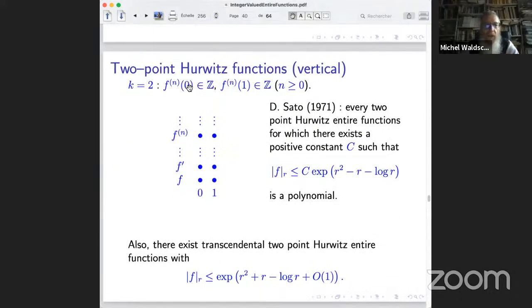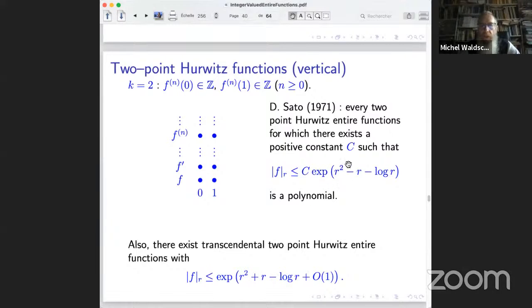So this is horizontal. We take just two, the value and the derivative. Vertically, we have 2-point Hurwitz functions and k-point Hurwitz functions. So let me start with k equal to 2. We ask that the derivatives at 0 and 1 are integers. So this is the picture. We take all the derivatives at 0, all the derivatives at 1. And Sato proved that every 2-point Hurwitz entire function for which there exists a positive constant c such that f is bounded by c exponential of r squared minus r minus log r is a polynomial.